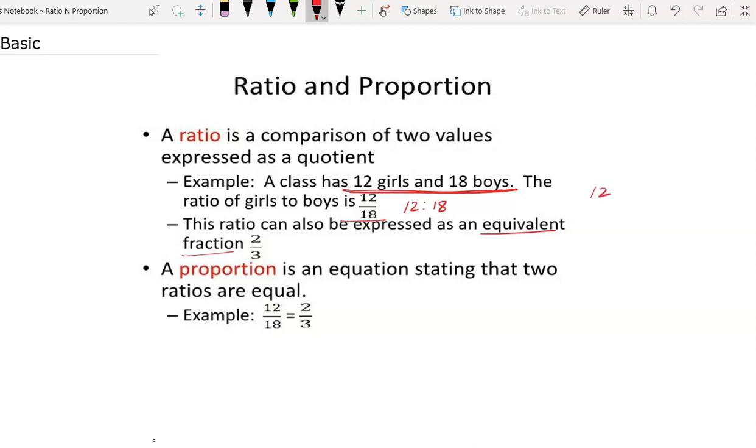Now, we have 12 by 18. So, if we divide it by 6, 6 2s are 12, 6 3s are 18. So, we can also write it as 2 by 3 or 2 is to 3. This is the lowest ratio. Now a proportion is an equation stating that two ratios are equal. So here we can say that 12 by 18 is equal to 2 by 3, because if we divide 12 by 6 we get 2 and 18 by 6 we get 3.